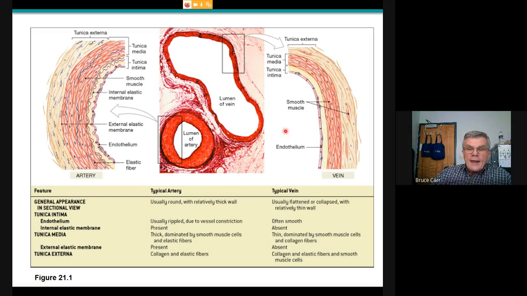The outer elastic membrane is absent in the tunica externa of the vein. The tunica externa, this outer layer, has collagen to make it strong and still elastic fibers to allow it to move. And we do have collagen and elastic fibers and also a few smooth muscle cells in the vein. So there are a couple of reliable differences in the histology of arteries and veins.